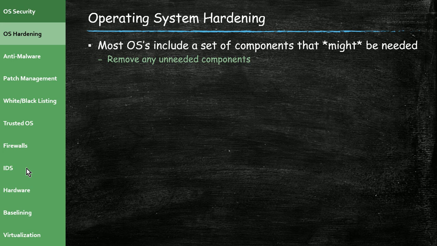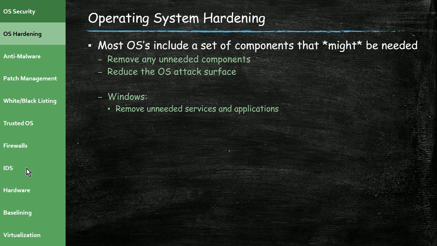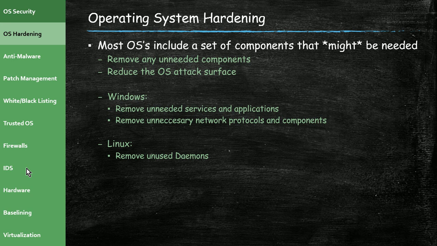So we can make sure that we remove any of those components, which is then going to reduce the attack surface for the operating system. There's primarily two operating systems we see mostly in organizations. There's the third, of course, which is Apple, but the two major ones are going to be Windows and Linux. In Windows, we want to make sure we remove unneeded services and applications. So the vernacular in Windows is services, and remove any unnecessary network protocols and networking components. In the Linux world, we call them daemons. So on a Linux machine, you're going to remove any unused daemons, any daemons that are not going to be used in that environment, as part of our baseline.